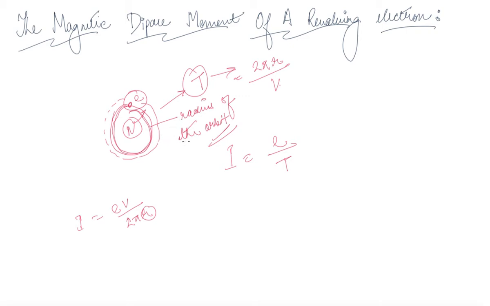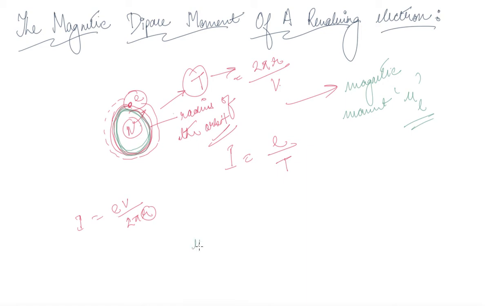Now, because of this rotation, there will be a magnetic moment, and let me denote this magnetic moment as mu L. If you ask why there is a magnetic moment, in our previous video we discussed that if there is a current in a loop, then at a distance it will behave as a dipole, and so it will have a magnetic moment.